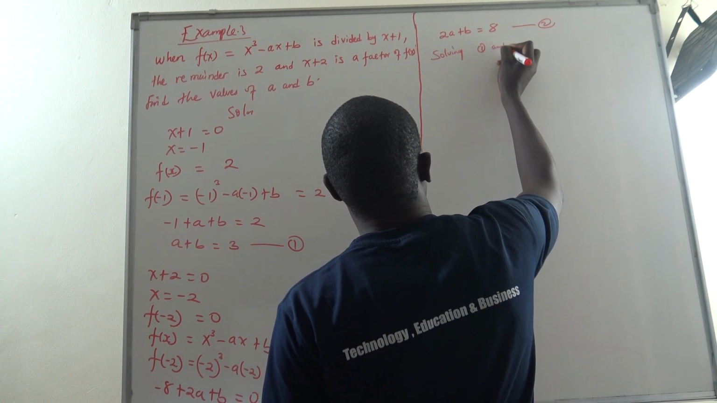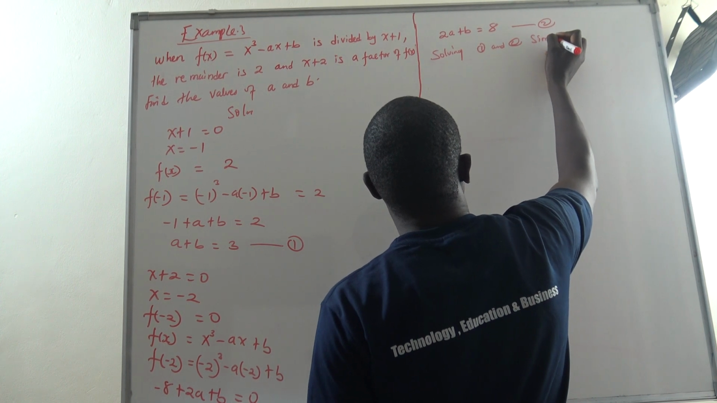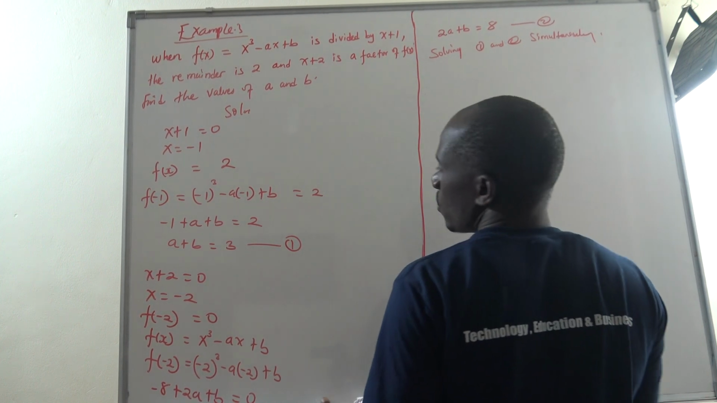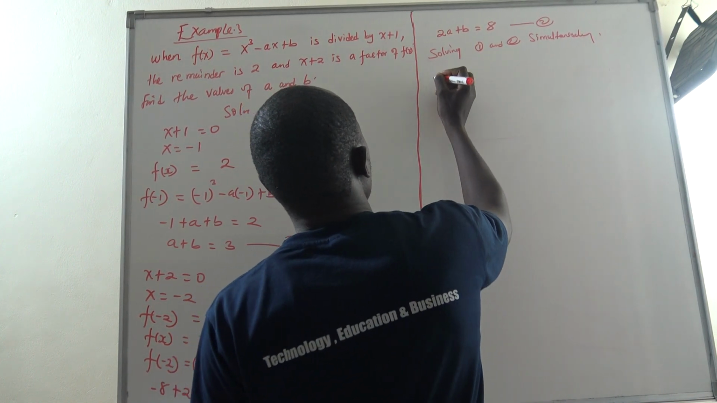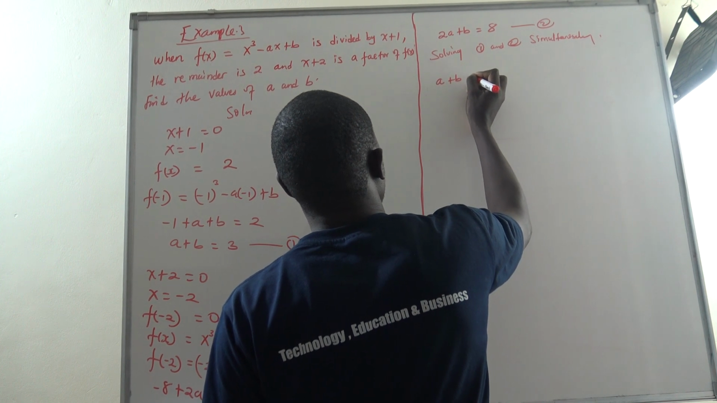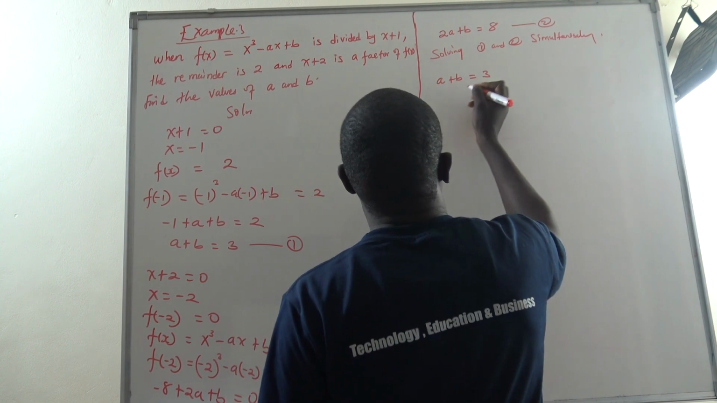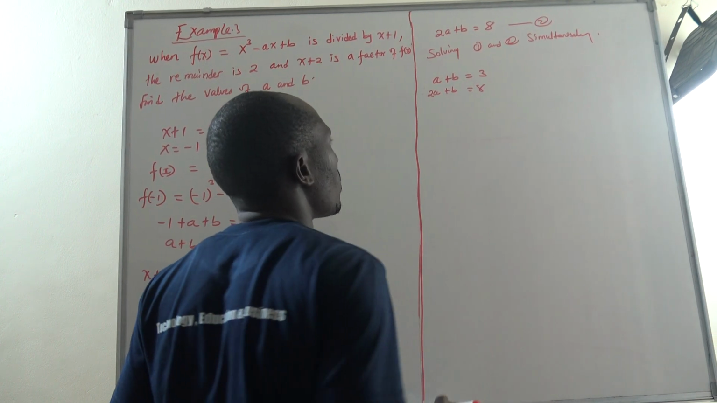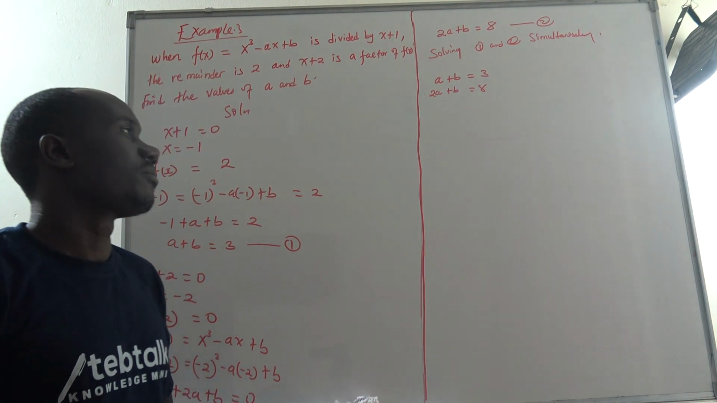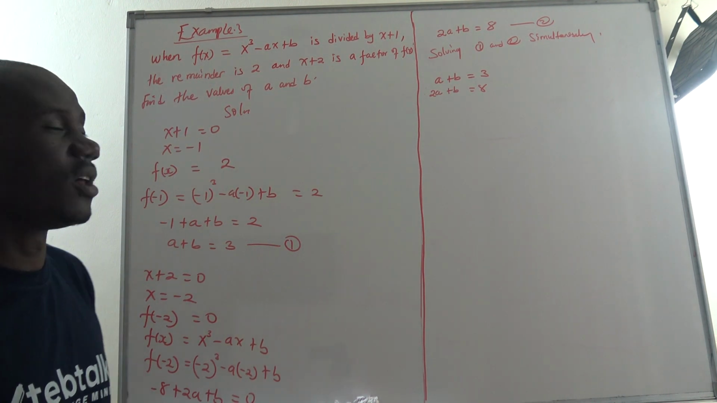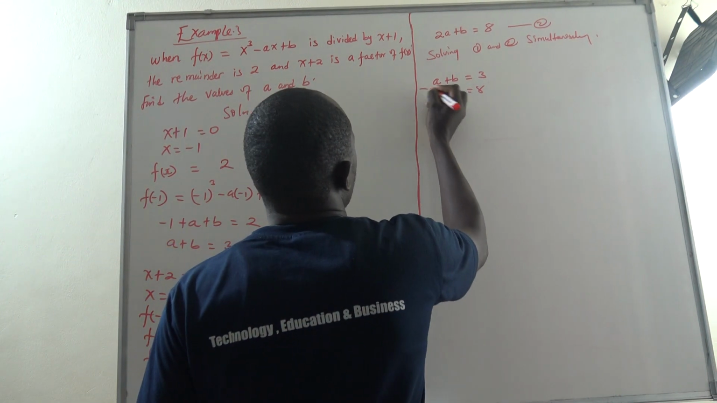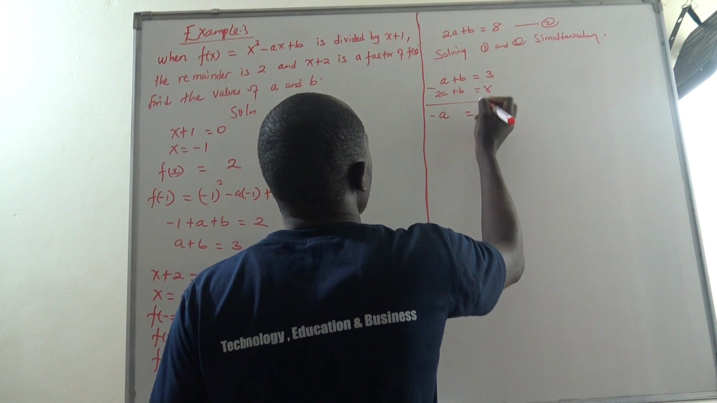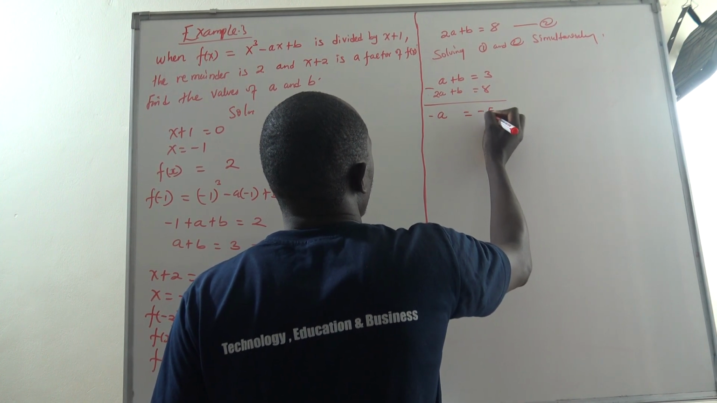Then we say solving 1 and 2 simultaneously. So we are solving these simultaneous equations. The first one was a plus b equals 3. Then another one is 2a plus b equals 8. Look at which one you can easily eliminate. It is b, because they have a coefficient of 1. I just subtract. A minus 2a, you're getting negative a. b minus b equals 0. 3 minus 8, you're getting negative 5.